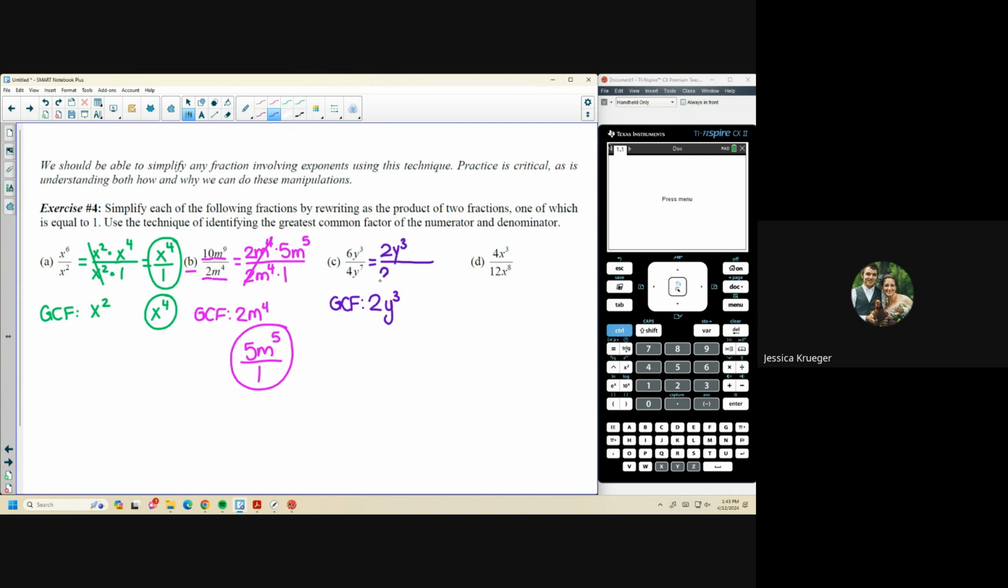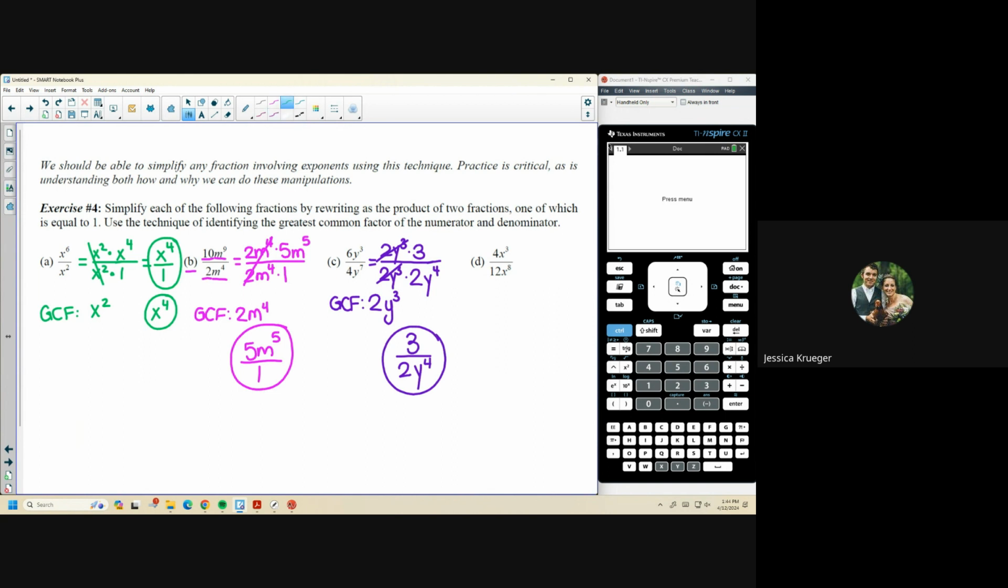So I'm going to rewrite the top and the bottom with 2y to the third. In my numerator, what's missing is I need to get that 6. So I'm going to multiply by 3. In the denominator, I need to get a 4, so I need to multiply by 2, but I also don't have enough y's. How many more y's do I need? Well, I need 4 more of them to get 7. The common factor of 2y to the third divides out, and my answer is 3 over 2y to the fourth.